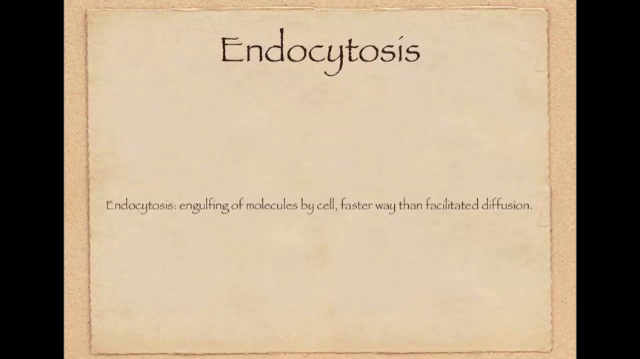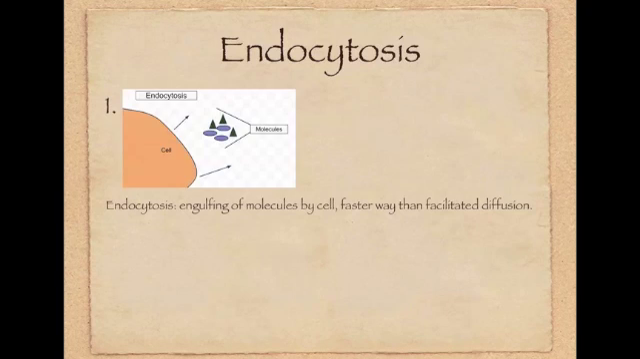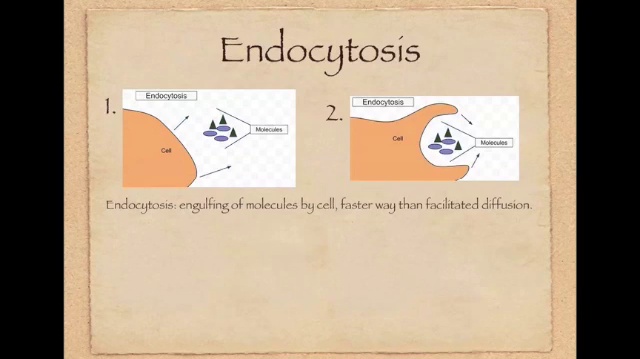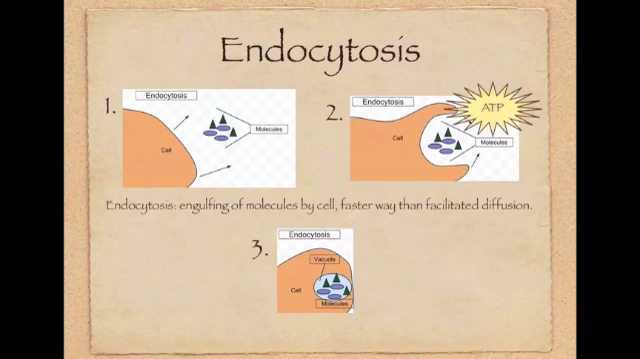Next is endocytosis. Endocytosis is the engulfing of molecules by the cell, and it is a faster way than facilitated diffusion, where they have to go in order and go through the protein channels. However, endocytosis is where the cell engulfs the molecule, and as it engulfs the molecule, it uses ATP. And if the engulfing is finished, then the vacuoles form around the molecules, containing the molecules, and then later distributing them into the cell.